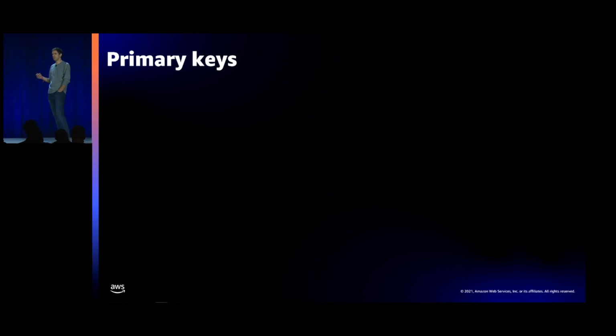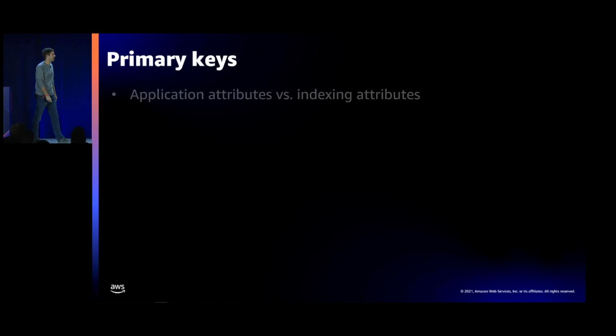The first one is, we talked about those generic primary keys, how weird that can look and what's going on there. I think when you're looking at your DynamoDB items and planning those out, I like to split the item into what I call application attributes and indexing attributes, right? So they're two separate things.